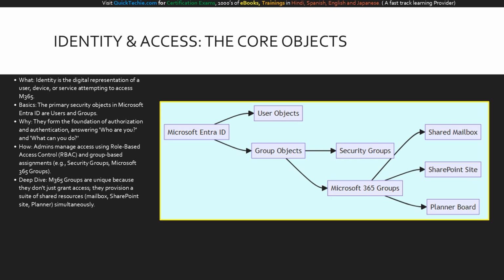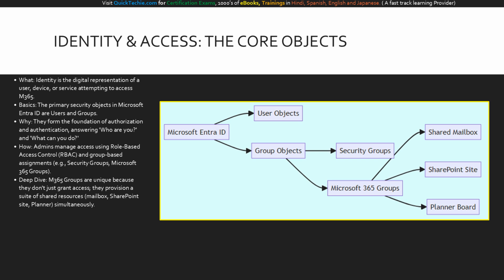Building on our architectural overview, we dive into the foundational layer, identity and access management. In Microsoft 365, every interaction starts with Microsoft Entra ID. The absolute core objects here are users and groups. A user represents an individual identity, complete with credentials and metadata like their department or job title. However, assigning permissions user by user is highly inefficient. That is why we use groups. We have security groups strictly for access control, and we have Microsoft 365 groups, which are powerful collaborative objects.